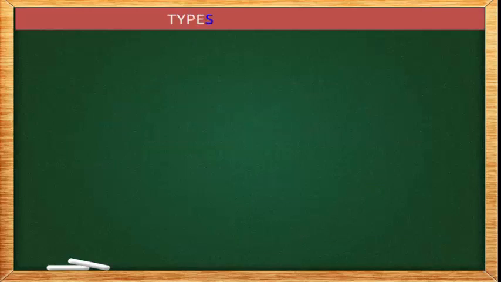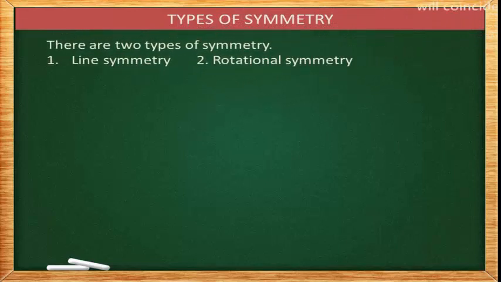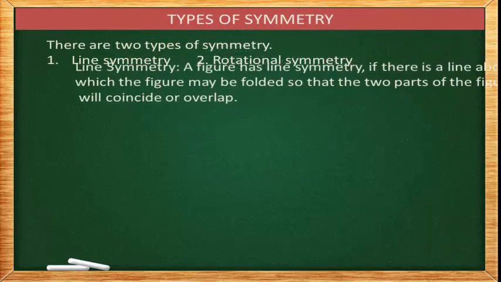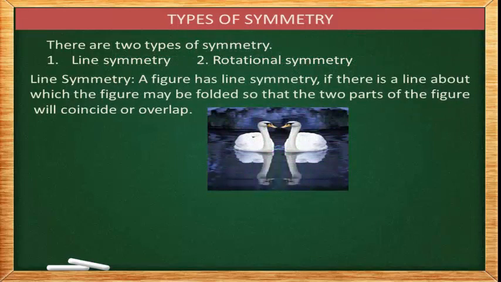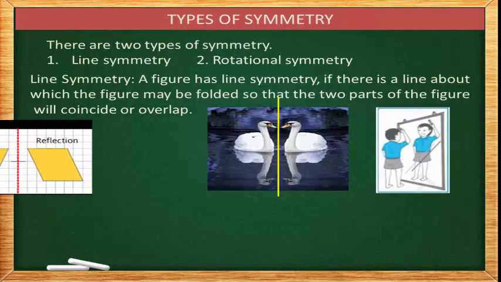There are two types of symmetry, that is line symmetry and rotational symmetry. In this class, we are going to study only about line symmetry. What is line symmetry? A figure has line symmetry if there is a line about which the figure may be folded so that the two parts of the figure will coincide or overlap.